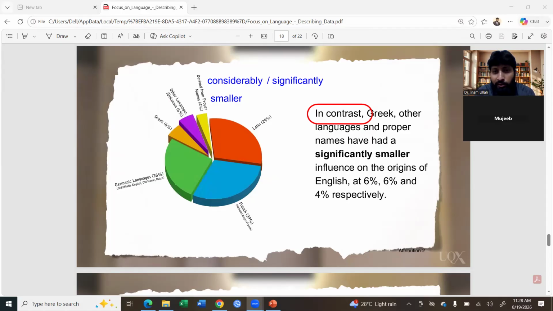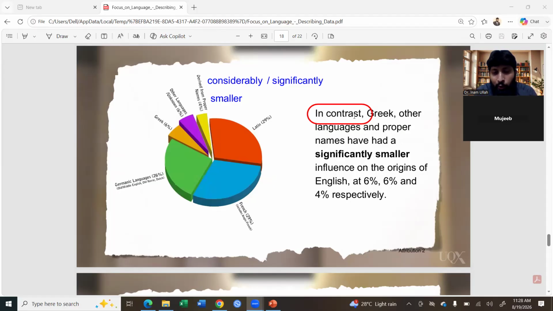Here we have Greek, other languages, and proper names. These three things are mentioned. So the contribution of Greek is 6%, the contribution of other languages is 6%, and since proper names has been discussed in the end, it is 4%. This is why they call it respectively. It's in the same order as the names are mentioned. So this is what you call the use of proper language.